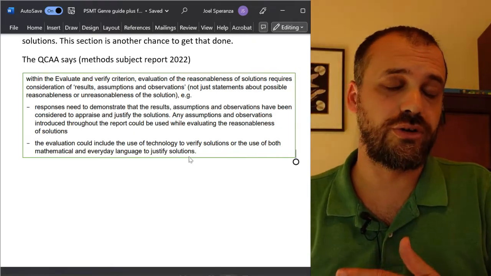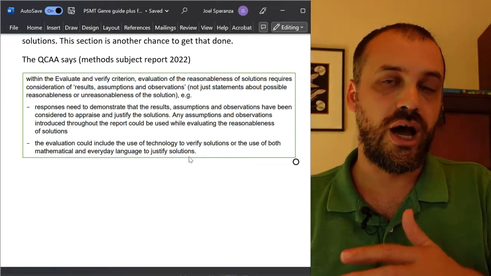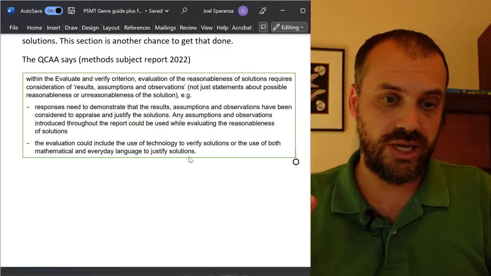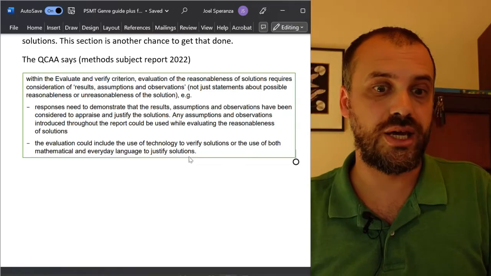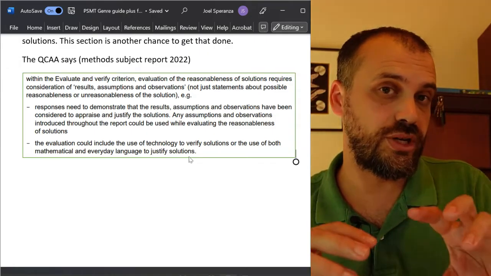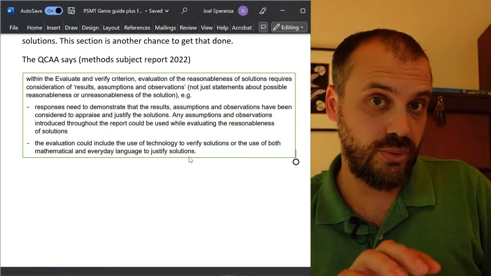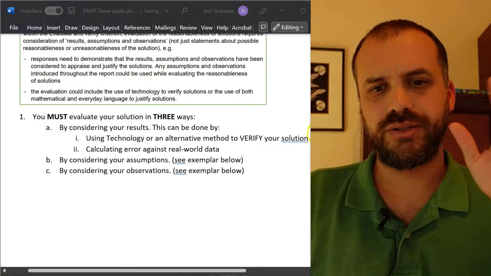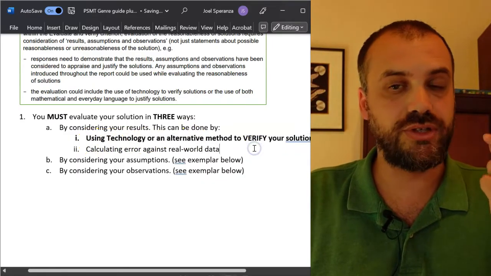So one way that we can evaluate and verify our solutions is to find a second way to calculate it. So, for instance, if you were using a bunch of algebra to do a bunch of definite integrals, a way to evaluate the reasonableness of your solution by considering your results would be to use technology to come to that answer in another way. You could also estimate the area under the curve using the rectangle sum. So now you've used definite integrals, you've used the rectangle sum, you've calculated in 2 different ways. The second way you did it was evaluating the reasonableness of your solution by considering your results. I don't want to repeat myself, but this is what I'm talking about. Use technology and an alternative method to verify your solution.